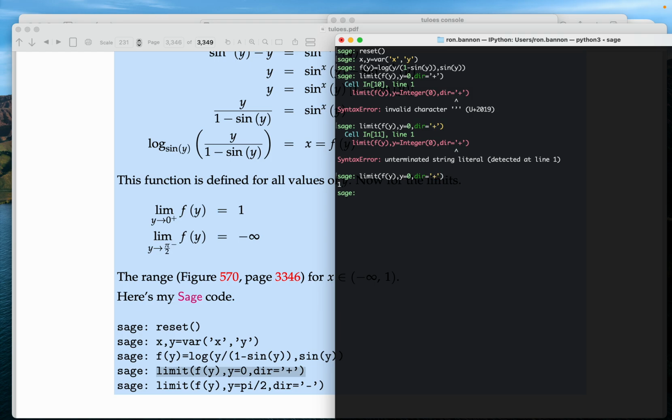Typed over, it's 1. Let me do the next one. Next one, I'm going to actually edit this one. What do I want to do? I want to go to pi over 2, so that's going to be pi divided by 2. How am I going to approach pi over 2 from the left side of it? That's what those directions are indicating there. What do you get? Minus infinity. All right? And that's about it.